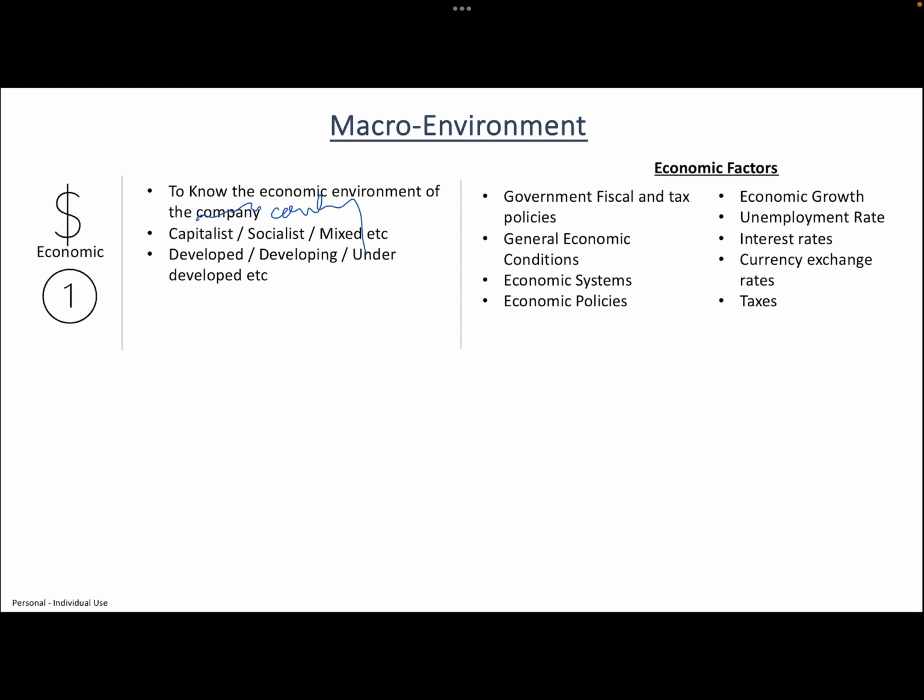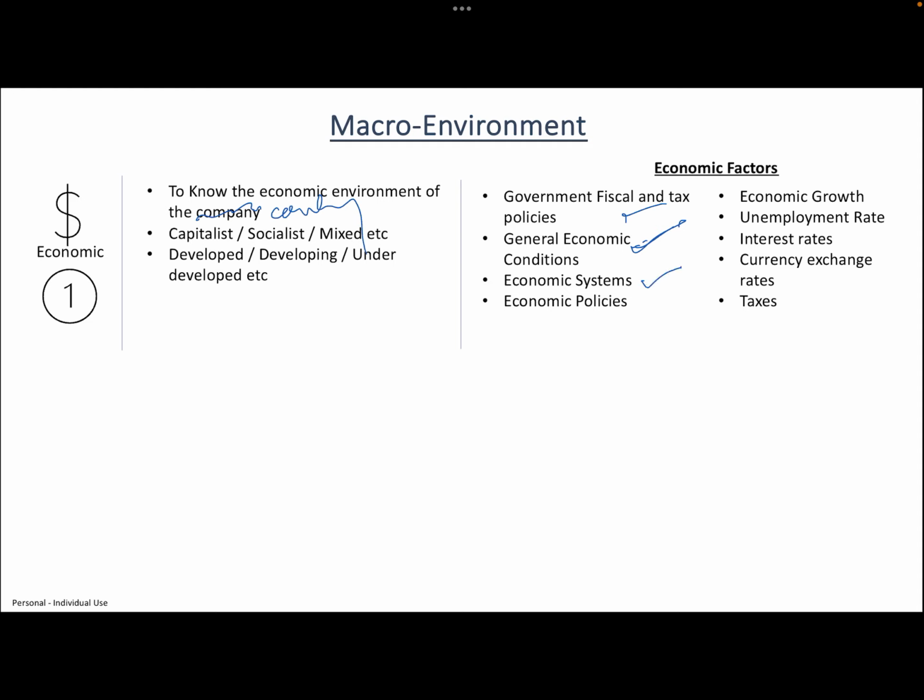Also, in which state the current economy of the country is, whether the country is developed, developing, or underdeveloped. Apart from these, other economic factors include government fiscal and tax policies, general economic policies, and general economic condition. Based on that, the companies are going to make their strategy, right? If it is a developed country, then the prices will be high and the quality and luxuries will also be high there. So based on that, the policies will be made by the company.